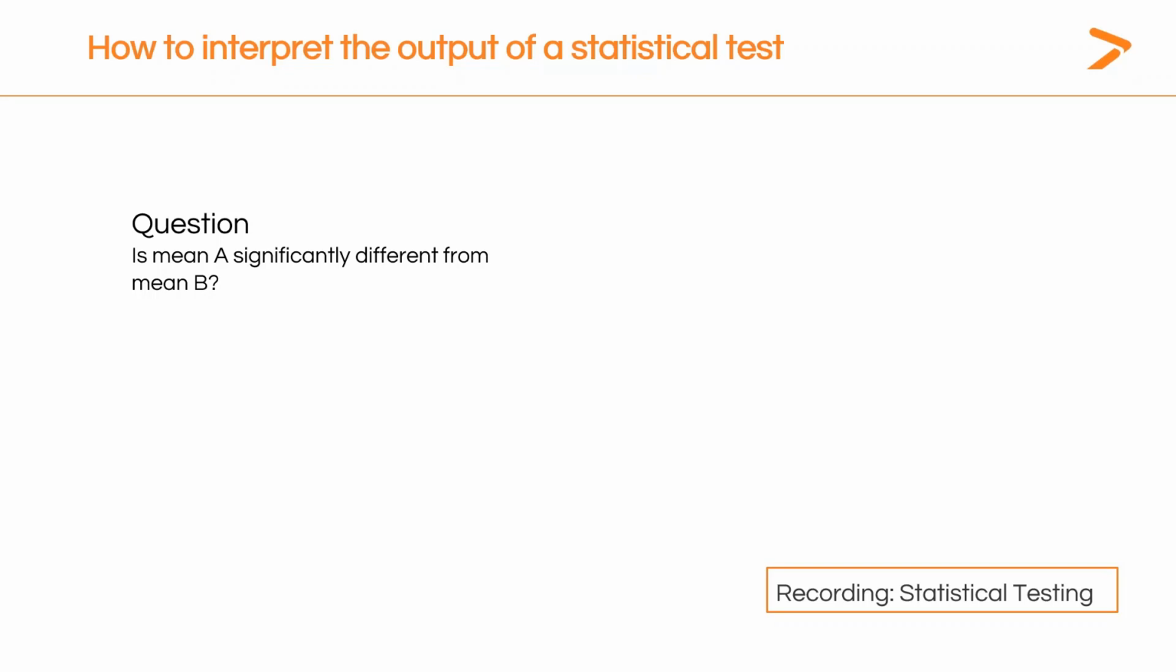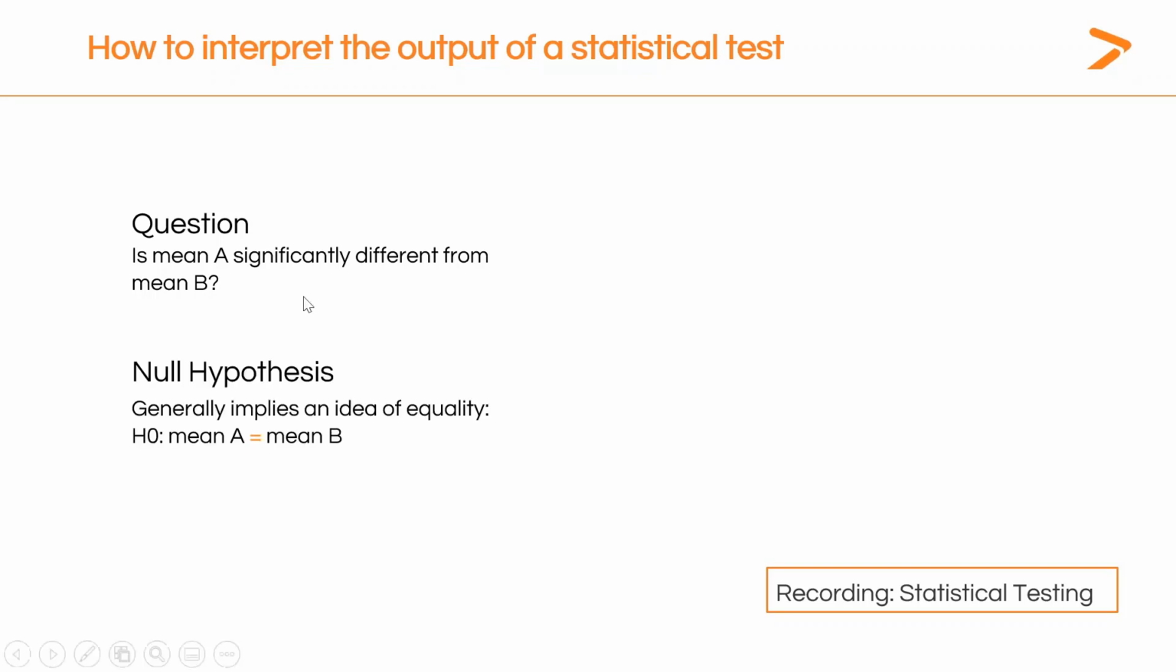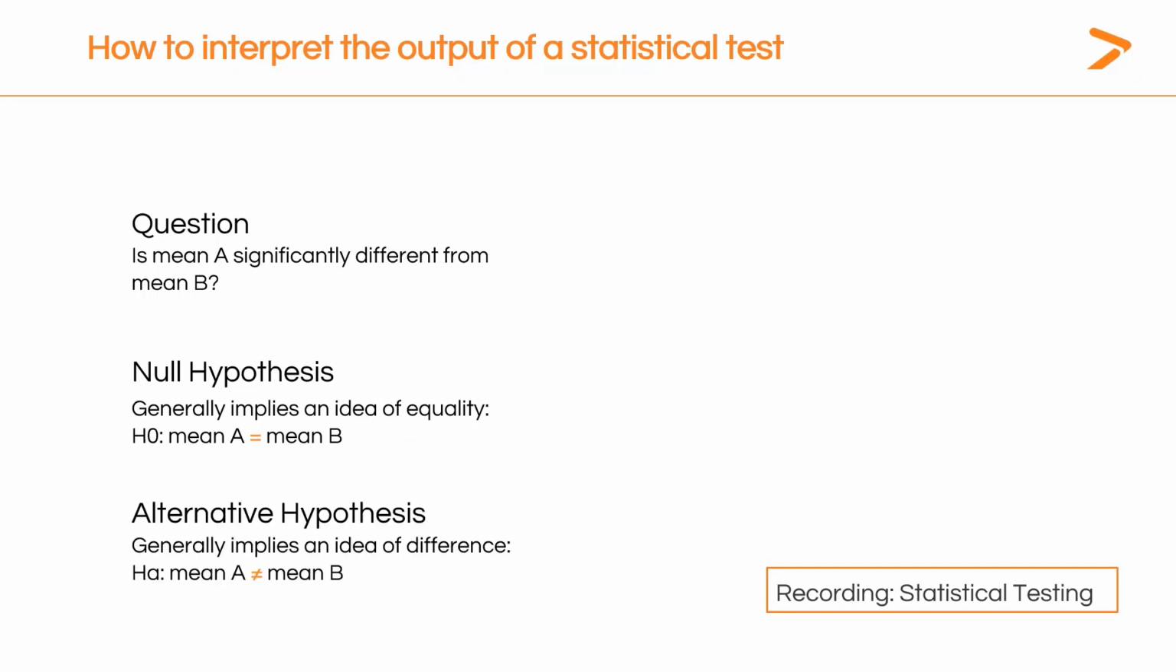Statistical tests involve two hypotheses. One hypothesis that we call the null hypothesis, which generally implies an idea of equality. So mean A equals mean B. On the other hand, we have an alternative hypothesis, which generally implies an idea of a difference. So according to this hypothesis, mean A is different from mean B.